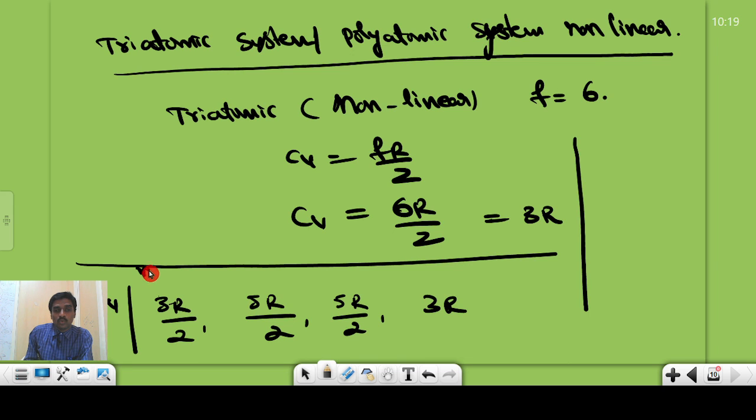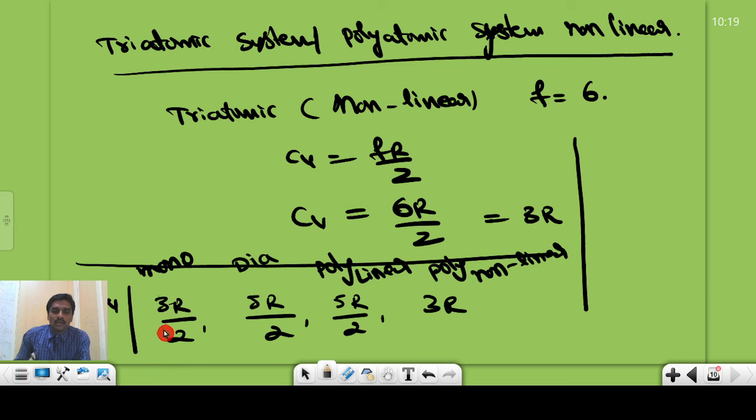This is the monoatomic system, this is the diatomic system, this is the polyatomic system linear case, and this is the polyatomic system non-linear case. These are the values for Cv. They may ask the question, what is the Cv value of a different gas or different system in terms of R. So we need to remember these values and approach the problem accordingly.